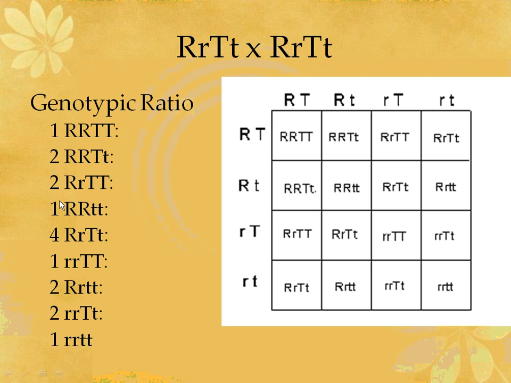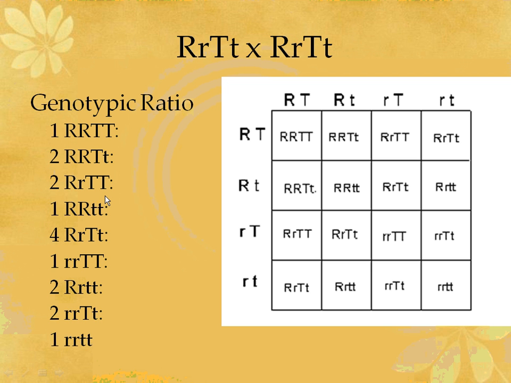So again, the genotypic ratio is just stating what are all the different letter combinations. And if you want to check yourself, you should add these numbers up and they should equal 16. So 1 plus 2 is 3, plus 2 is 5, plus 1 is 6, plus 4 is 10, plus 1 is 11, 13, 15, 16. My numbers add up to 16.